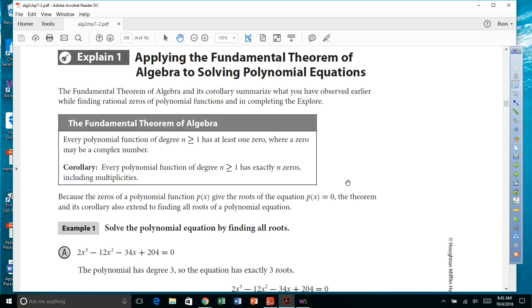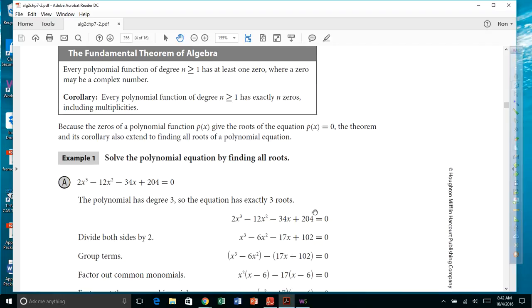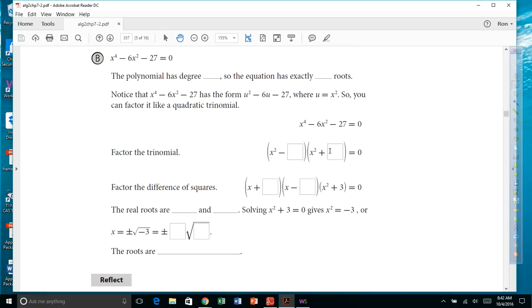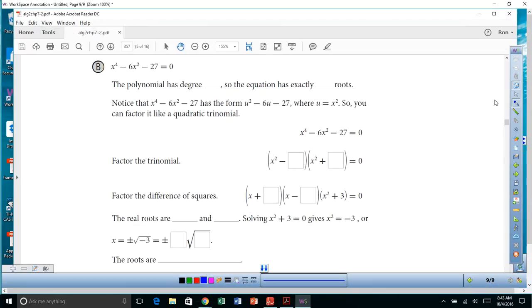Applying the fundamental theorem of algebra to solving polynomial equations. I'll give you a little bit of time to read that. Stop the video, and when you come back, we'll do B together. Glad you're back. So B, x to the fourth minus 6x squared minus 27 equals 0. The polynomial has a degree of 4, so the equation will have exactly 4 roots.